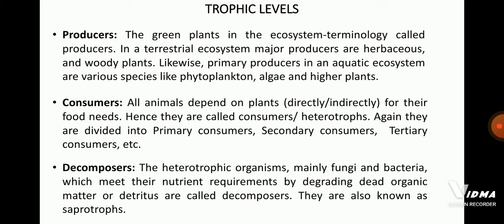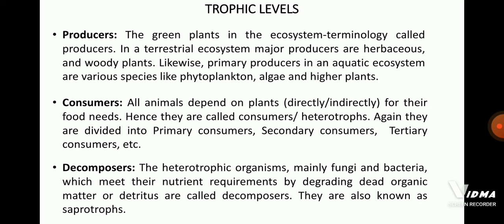In a terrestrial ecosystem, major producers are herbaceous and woody plants. Likewise, primary producers in an aquatic ecosystem are various species like phytoplanktons, algae and higher plants. Then the energy will flow into the next trophic level called consumers.